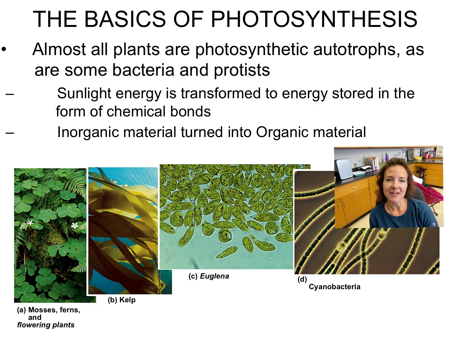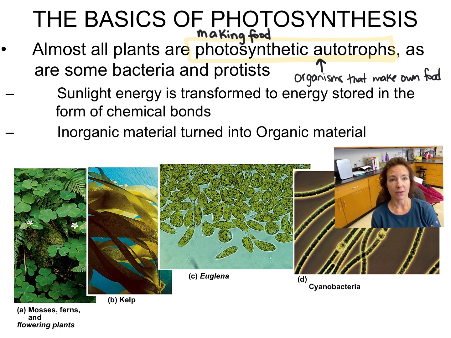So almost all plants are photosynthetic autotrophs. There are some bacteria and some protists that are also photosynthetic autotrophs. So this brings us back to our ecology section. Photosynthetic, that's the process of making their food. And then autotrophs. Autotrophs are organisms that make their own food. So we want to remember those vocabulary words.